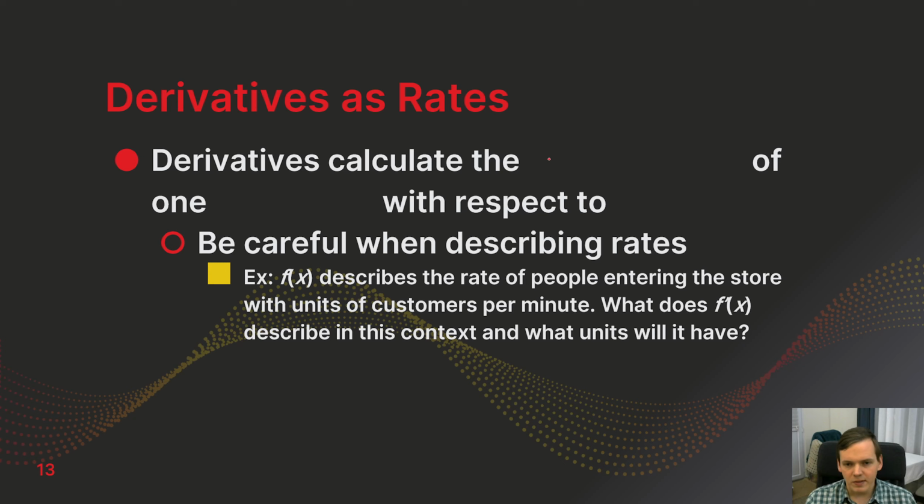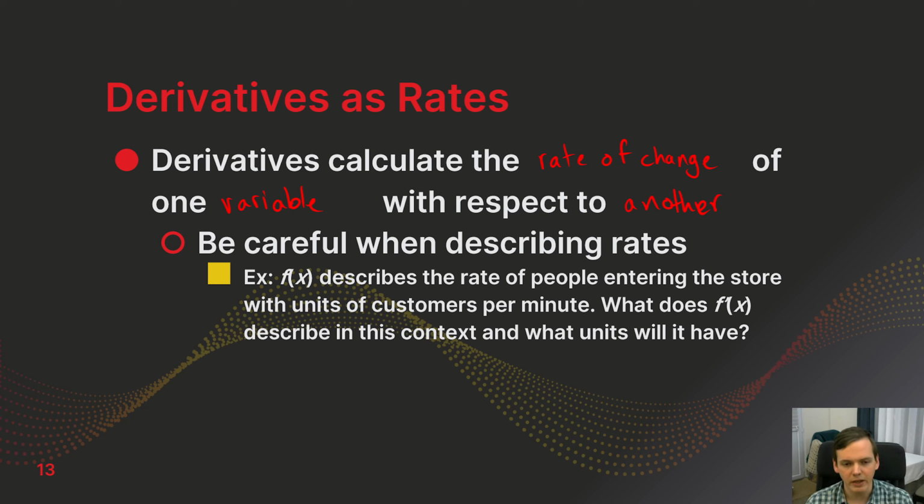If you remember, derivatives calculate the rate of change of one variable or quantity with respect to another. So we've talked about, for example, velocity being the rate of change of position with respect to time. So that's one variable with respect to another. But you need to be careful when describing rates because if it's the rate of a rate, you need to specify that.